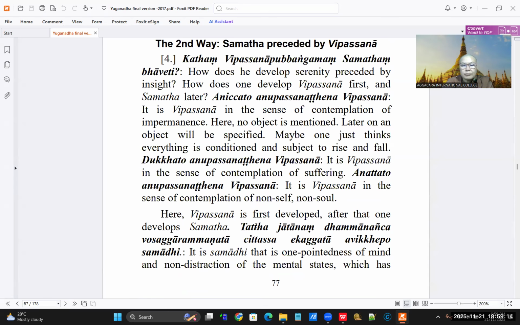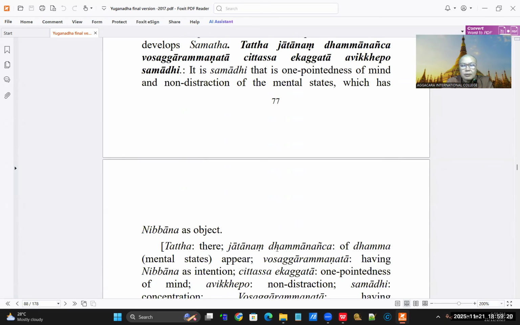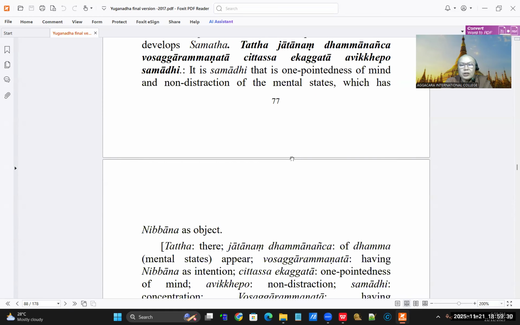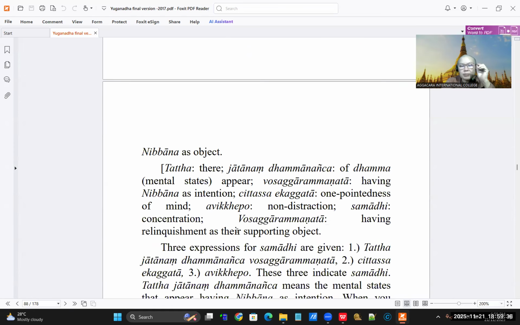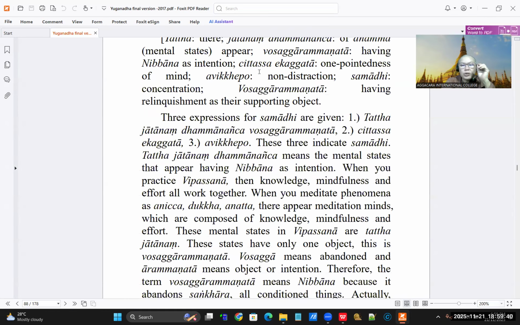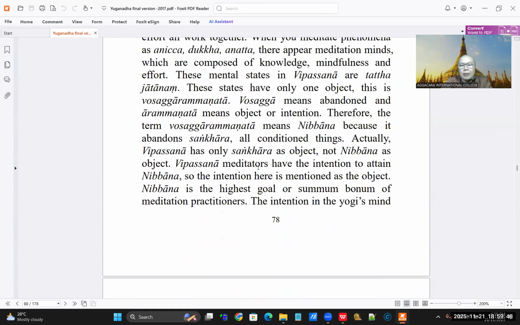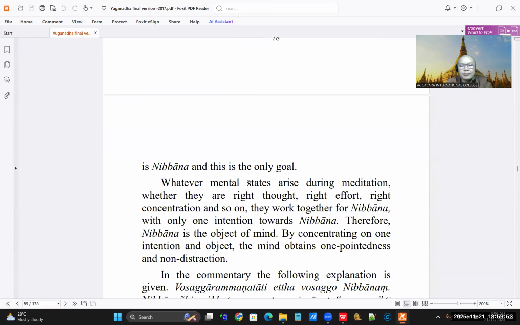Here it says, what kind of samatha? Samatha here means samadhi, right? So samadhi is one-pointedness which has nibbana as object. This means that it is the mind inclined towards nibbana, having the intention on nibbana. Because vipassana meditators have the intention to attain nibbana, their mind should incline towards nibbana. So all the mental states, right thought, right action, and so on, work together with nibbana, inclined towards nibbana.